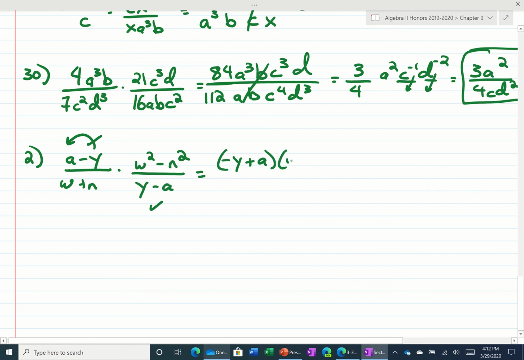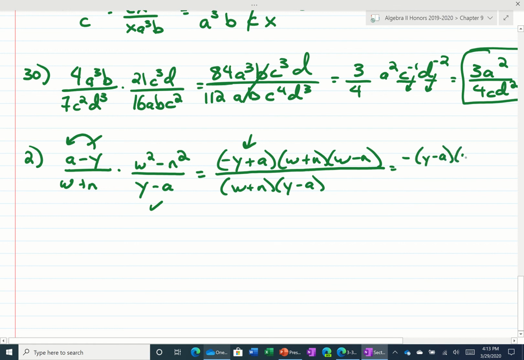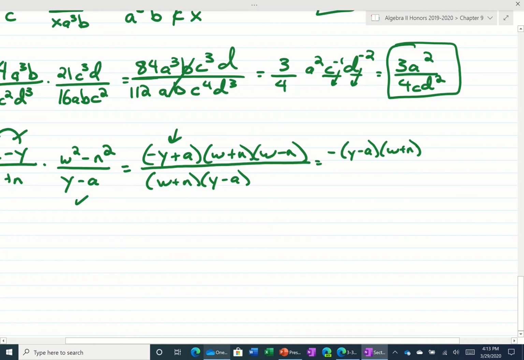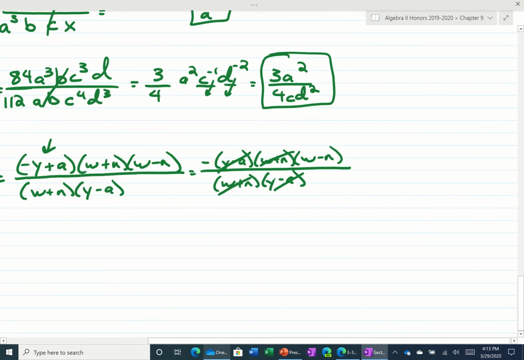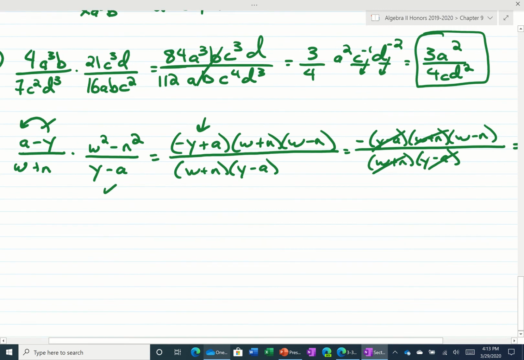I'm going to factor the second, difference of perfect squares. I could actually factor out a -1 from this. And now the fun part, let's cancel the common factors. And it looks like our answer would just be negative w plus n, or of course we could just change the order around. That would be the same answer, n minus w.